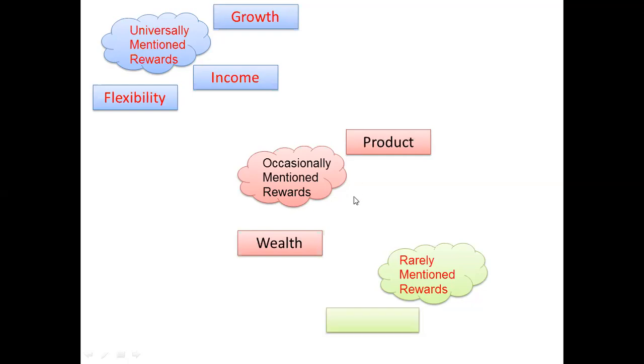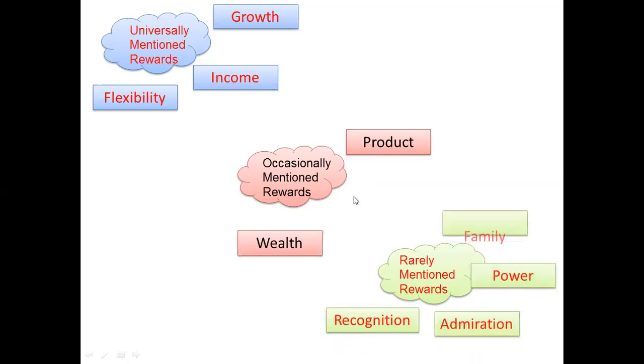And last but not the least, we have rarely mentioned rewards, which are recognition, admiration, power, and family. The family means, if your family is in a business and you are continuing the tradition of your family, this is the continuation of the business. If no one is there to take care of the family business, the business is going to die ultimately.